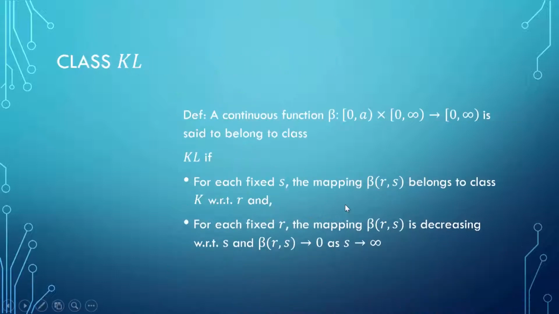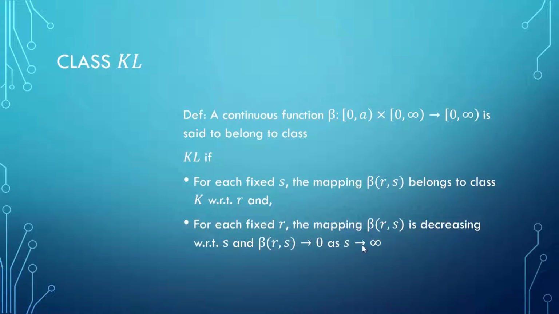So the definition for a class KL function is a continuous function beta that maps from two domains into a scalar domain. You have two arguments, r and s, and it has two properties. If you fix s and increase r, then beta increases with r. And if you fix r and increase s, the beta value will decrease to 0 as s increases.